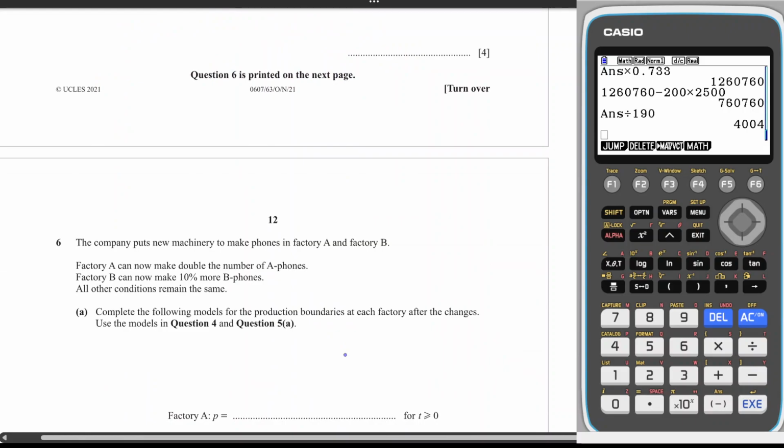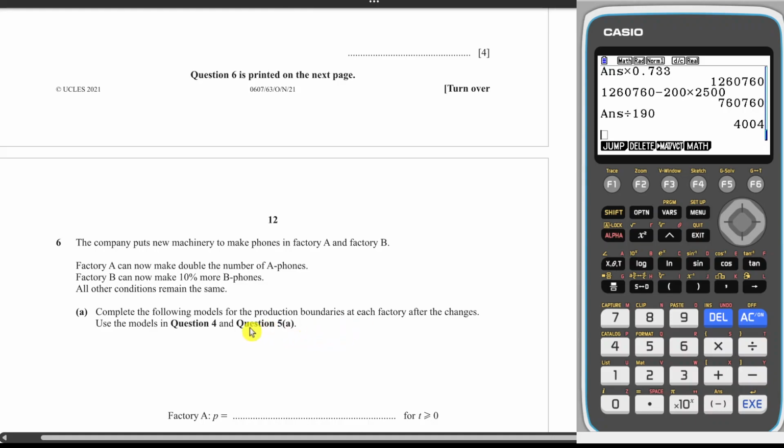Next, the company puts new machinery to make phones in factory A and factory B. Factory A can now make double the number of A phones. Factory B can make 10% more B phones. All other conditions remain the same. Complete the following models for the production boundaries at each factory after the changes. Use the model in question 4 and 5A.